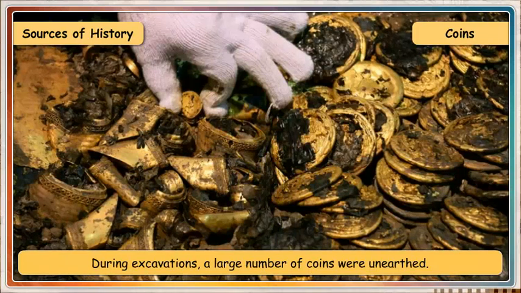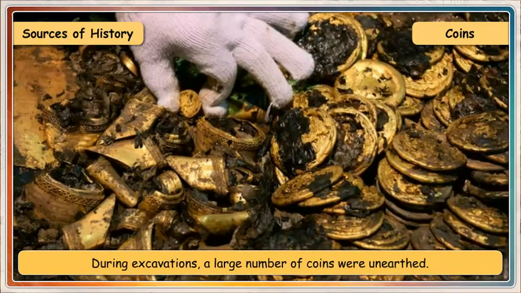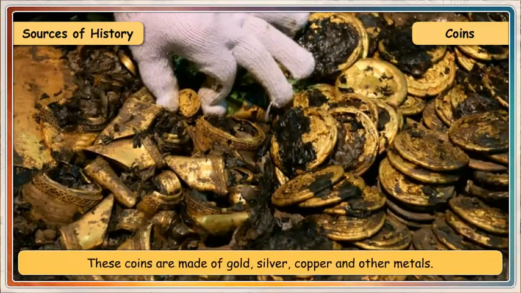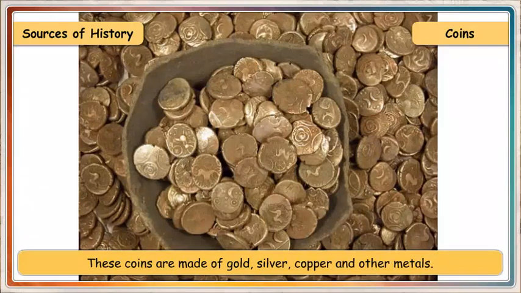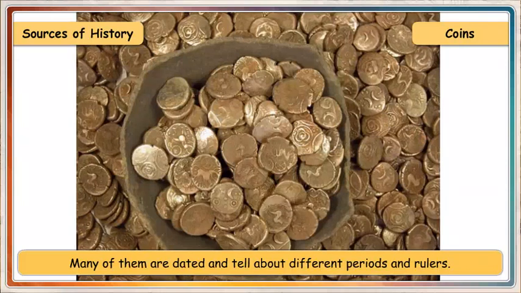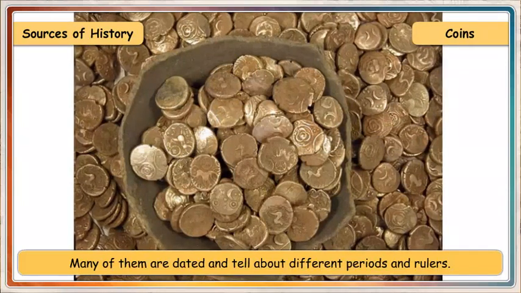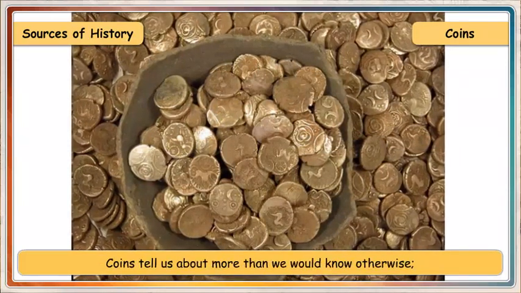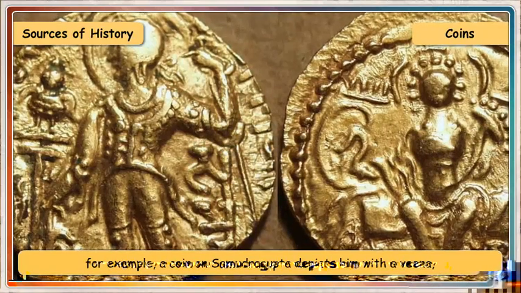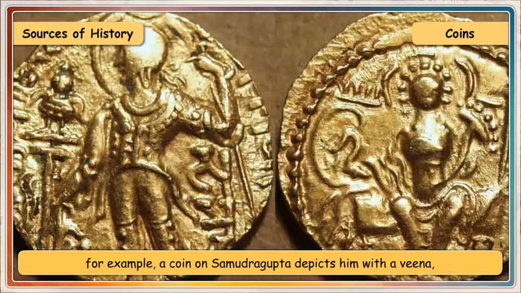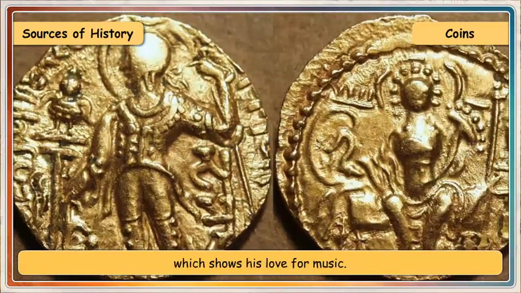Coins. During excavations, often a large number of coins are unearthed. These coins are made of gold, silver, copper, and other metals. Many of them are dated and tell about different periods and rulers. Coins tell us about more than we would know otherwise. For example, a coin of Samudragupta depicts him with a veena, which shows his love for music.